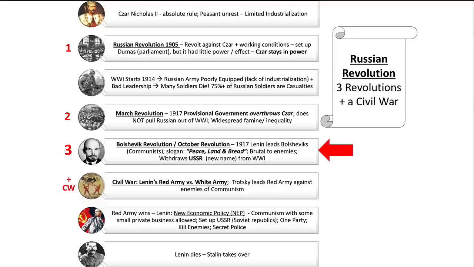In 1917, the Bolshevik Revolution takes place, and now it is Lenin and the Bolsheviks, who are the Russian communists, who overthrow the provisional government. There is some discussion that Lenin had a lot of help from Germany because naturally Germany wants Russia out of the war, and that was one of the first things that Lenin does. Basically what Lenin promised the people was peace, land, and bread.